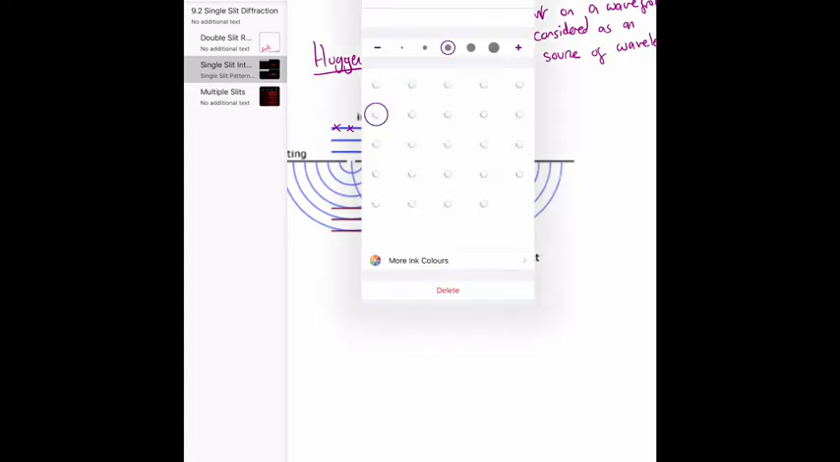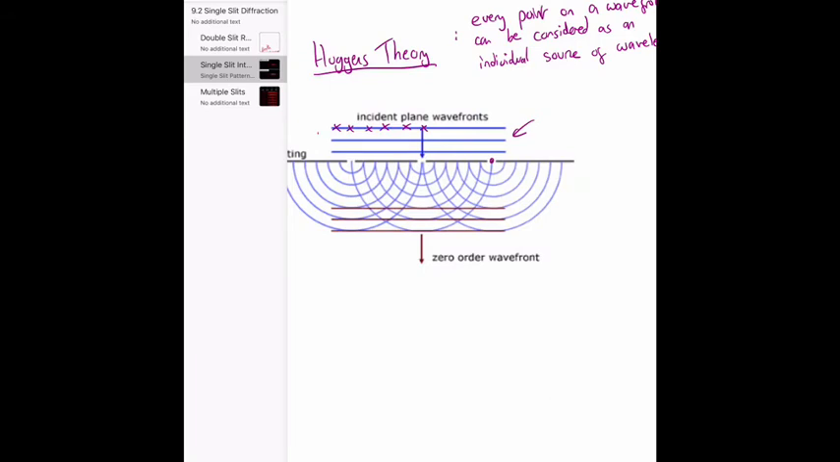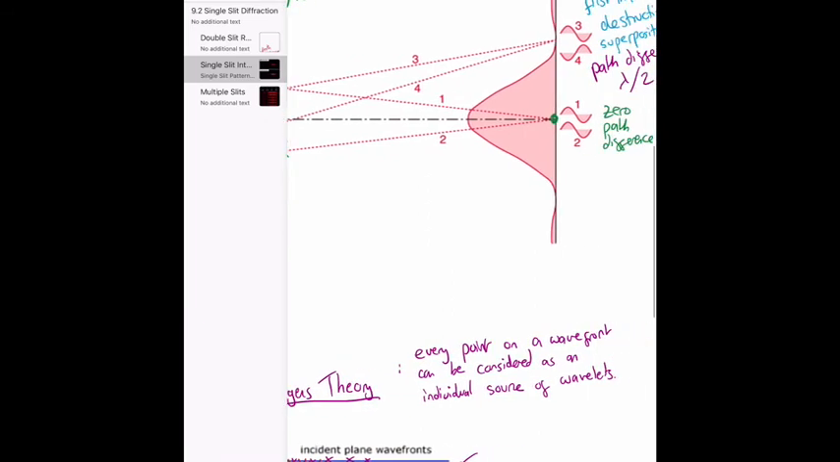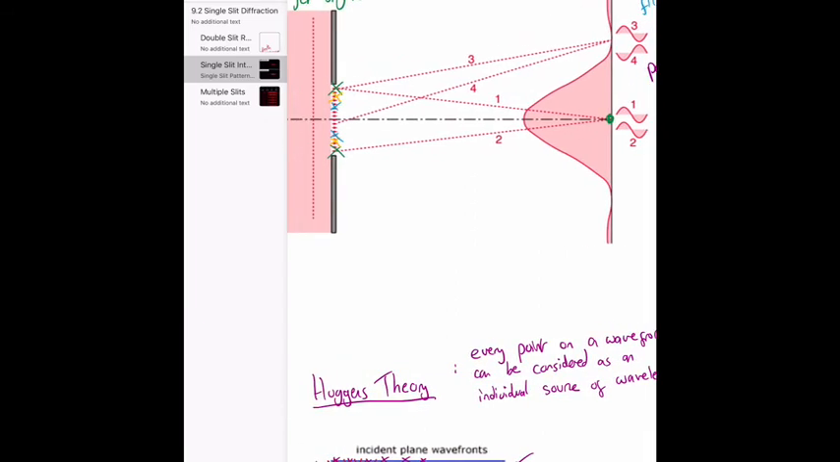Now, if I do the same thing with one of these, I'm going to get a set of circles like so. If I do the same thing with the next point along, this one, I'm going to get some concentric circles, and so on. Now, don't worry too much about this theory, it's not a big part of the IB, but why this is useful is the superposition of those will give me the resulting waveform. Now, this is quite useful for understanding what's going on with our single slit. The key point being, we can consider different points along that single slit as being individual sources.